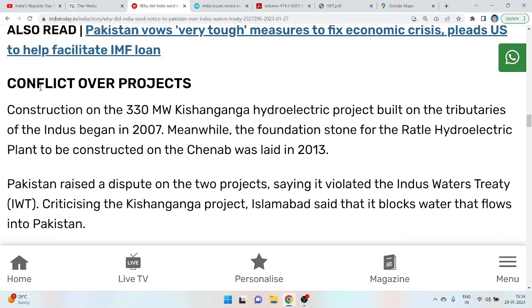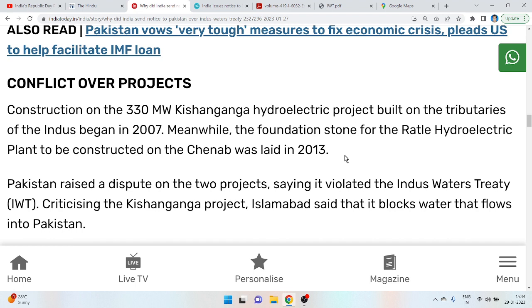Next, conflict over project. Construction on the 330 megawatt Kishan-Ganga hydroelectric project, built on a tributary of the Indus, began in 2007. Meanwhile, the foundation stone for the Ratle hydroelectric plant, to be constructed on the Chenab, was laid in 2013. So there are two hydroelectric projects, Kishan-Ganga and Ratle. Kishan-Ganga started construction in 2007 and Ratle in 2013, okay.